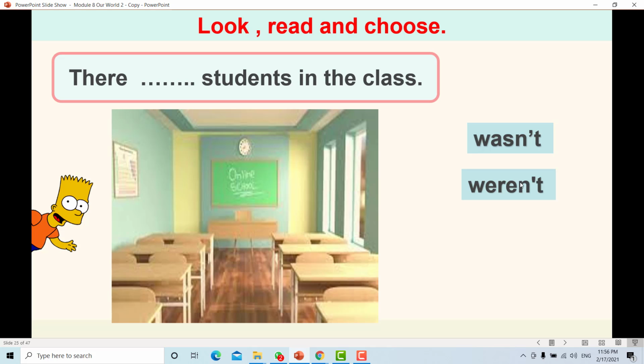There are students in the class. Look at the word students. Is it plural or singular? Perfect. It's a plural noun. So what will the answer be? Weren't. Perfect.